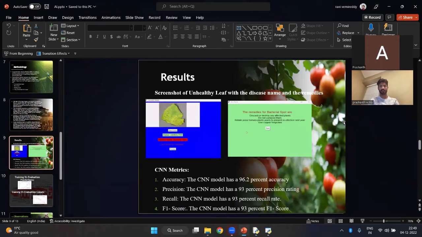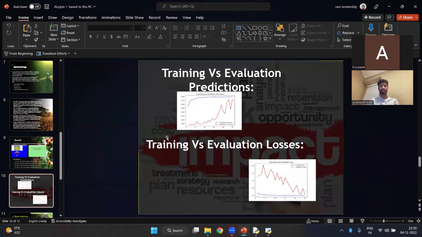Coming back to the PPT. Here also I'm selecting unhealthy for the remedies. And why we use CNN: the CNN model has almost 96% accuracy. These are all the accuracies for the CNN metrics: precision, recall, and F1 score. It has the highest accuracy. We can even train it, but we already trained and executed it. For this one, prediction and losses are also there.